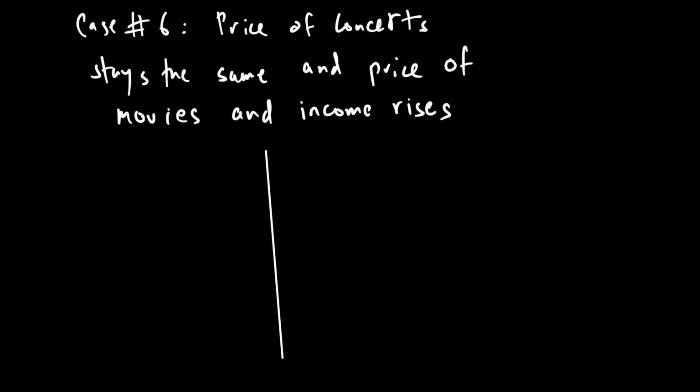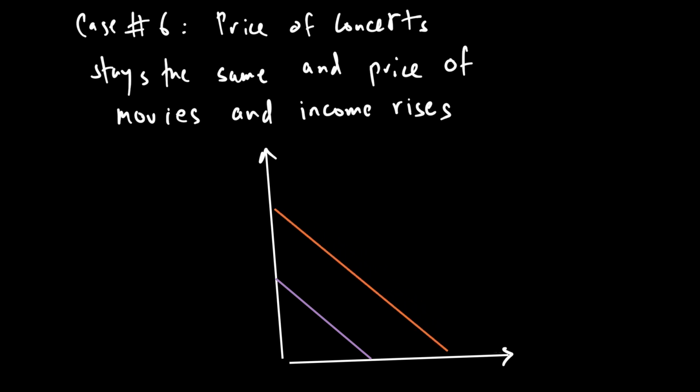In such a case where concerts are staying the same in price, something like this will happen. So if my income rises, let's say income doubles, the first thing I'll do is that my budget line will shift to the right in a parallel manner. So if this is my budget line, my new budget line will shift in a parallel manner like this when the income rises. But at the same time, what if I tell you that the price of movies is also increasing? So this is my movies and this is concerts. So if price of movies is also increasing, then something like this will happen.